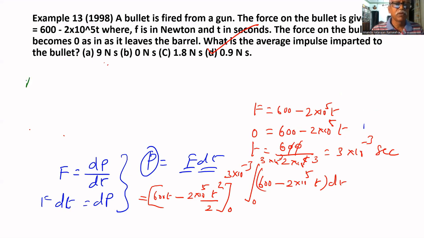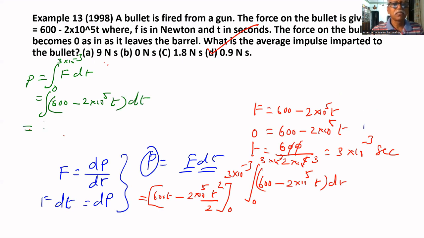So P we have to find P equal to integral of f dt, that is 0 to 3 into 10 power minus 3. We have to integrate, that is equal to 600 minus 2 into 10 power 5 t. We have to integrate this with respect to time. That is equal to how much? 600t minus 2 into 10 power 5 t square divided by 2. 2 getting cancelled. Limit is 0 to 3 into 10 power minus 3.